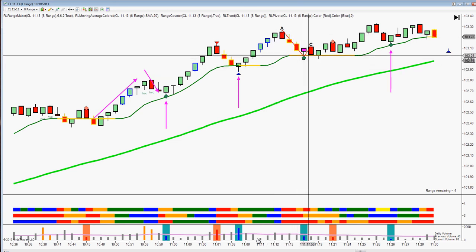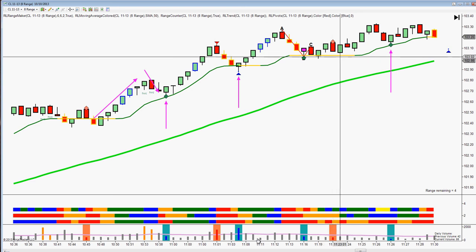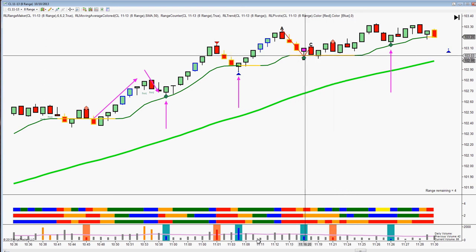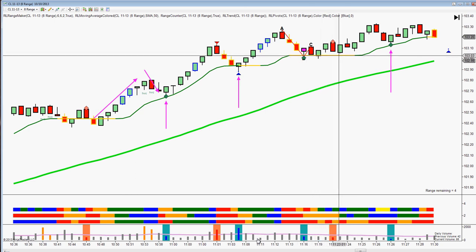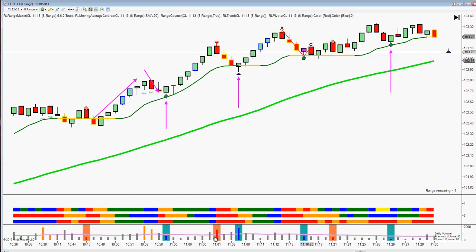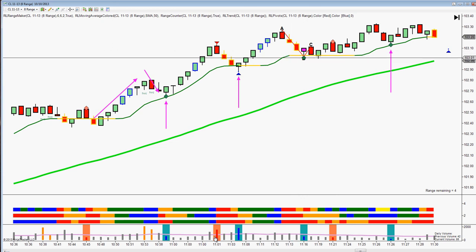Now we have an area of yellow which we do not trade. We never trade during the time that the right line trend line is yellow. This very successfully keeps us out of chop. So no matter what signals we get in this yellow interval, we do not take them.